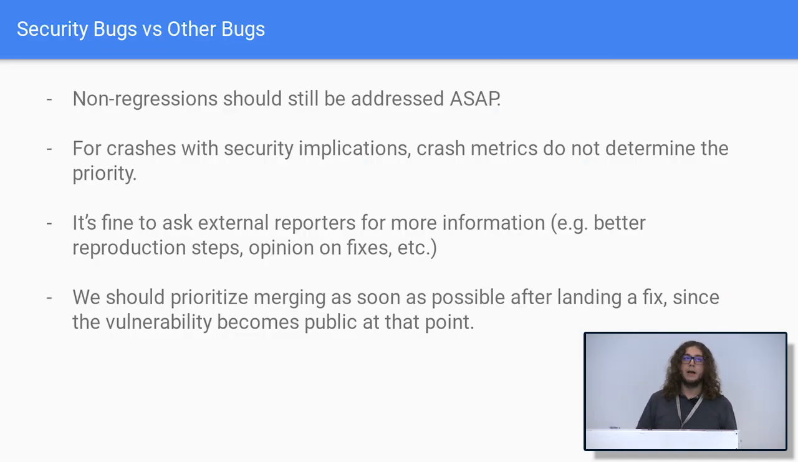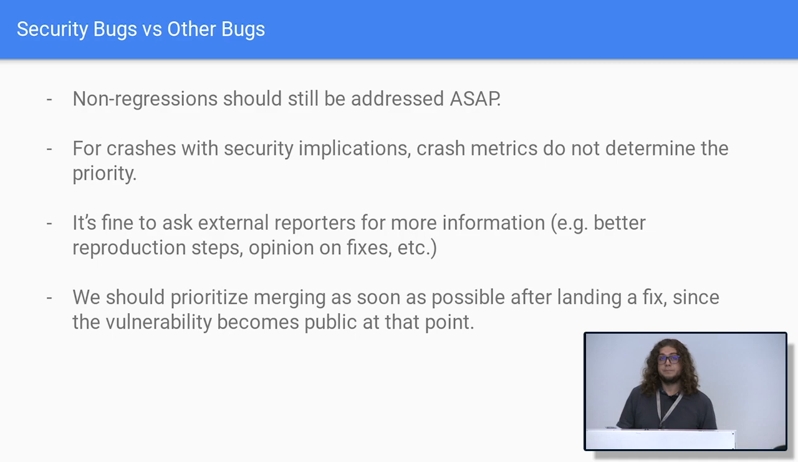So with that being said, I want to talk a bit about the difference between handling security bugs as opposed to other non-security related bugs. If a non-security bug is a non-regression and it has already been there for a while, there's a valid argument that we've lived with this for a bit. Maybe we'll live with it for a bit more, and we down-prioritize it and work on higher priority stuff. With security bugs, this shouldn't be the case, because even if the bug has been there for a while, the longer it's there, the longer our users are exposed to it, and the more likely an attacker is to find it. So we want to address those as soon as possible, even if it's not a recent regression.